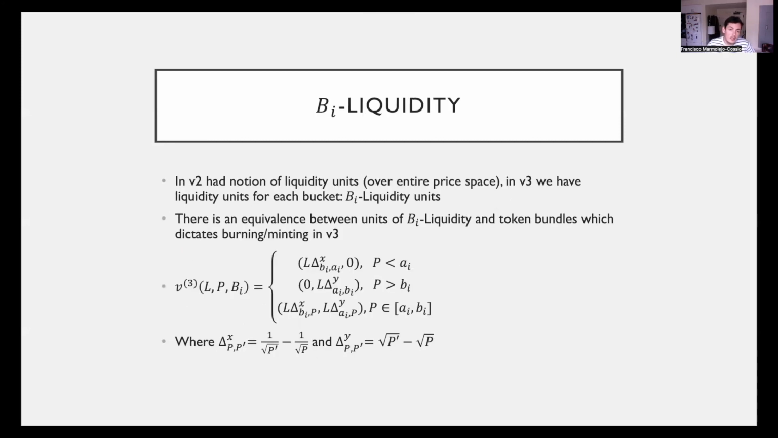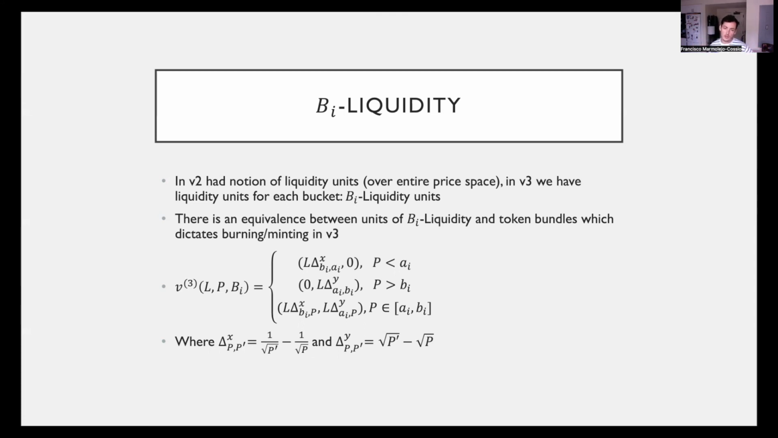And so the important thing here is, well, in V2, we had units of liquidity over the entire price space. Now, for every single one of the buckets, we're going to have what we mean by liquidity in that bucket. And we're going to call these liquidity units for the ith bucket B_i liquidity units. And as before, when you were purchasing liquidity over the entire price space, there was a certain equivalence between bundles of tokens and units of liquidity at a given price. And this exact same thing occurs now for the specific bucket that we're looking at.